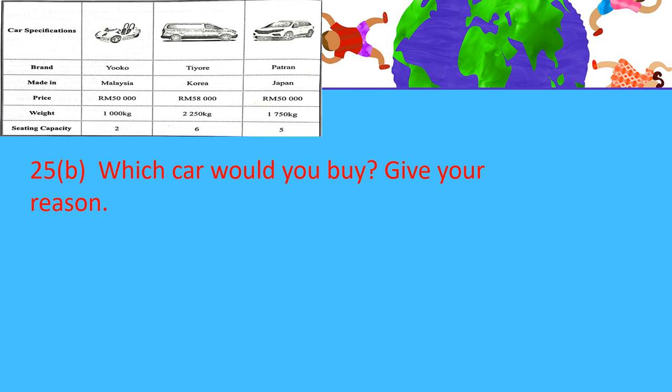Which car would you buy? Okay, this one, there's no right or wrong. Which car would you buy? You just write one car. Yoko, Tiore, Patran. You just write the name here, one mark. And then give your reason.